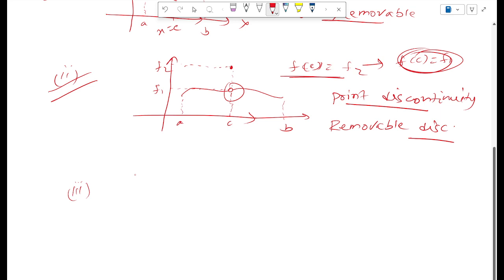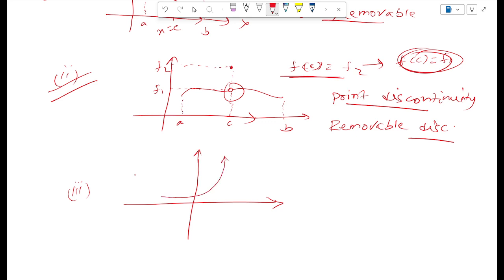That kind of discontinuity is called infinite discontinuity. I will give you another example. I am taking multiple examples to make you understand what discontinuity actually means. So let's just take a simple example like this.